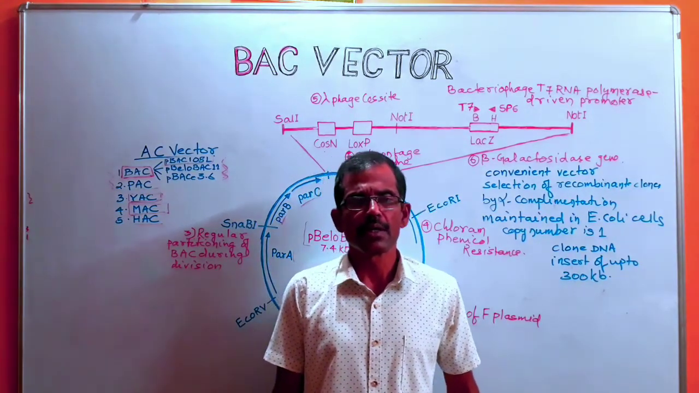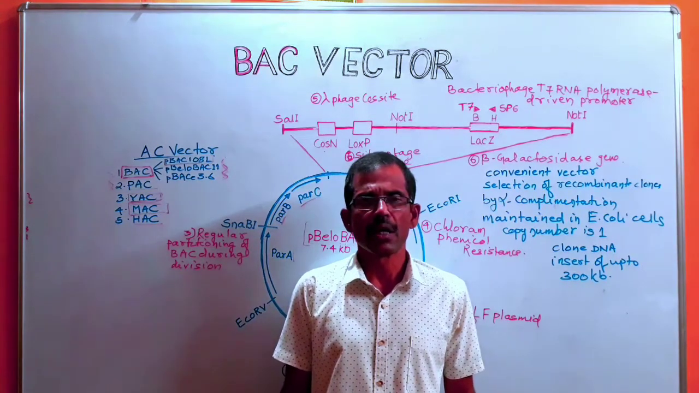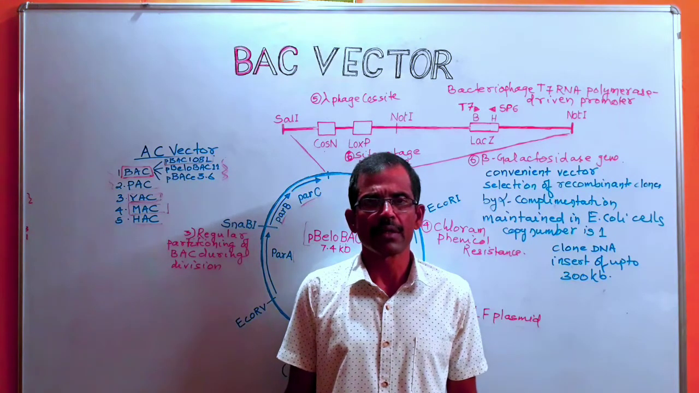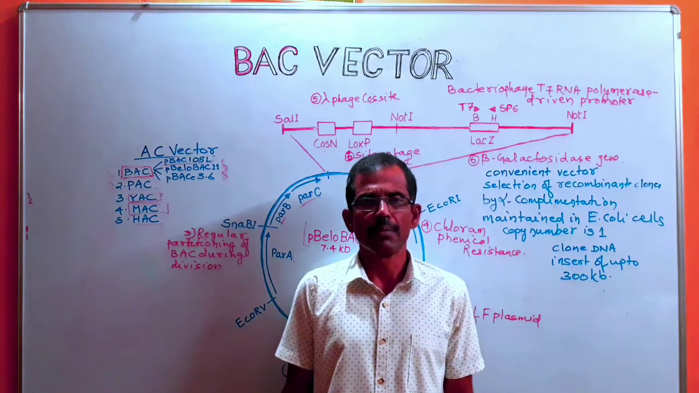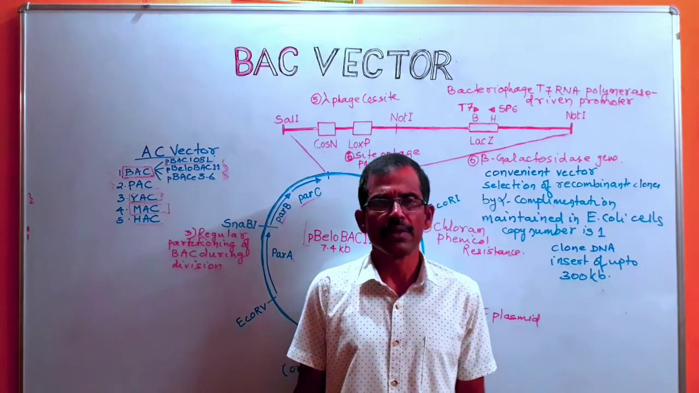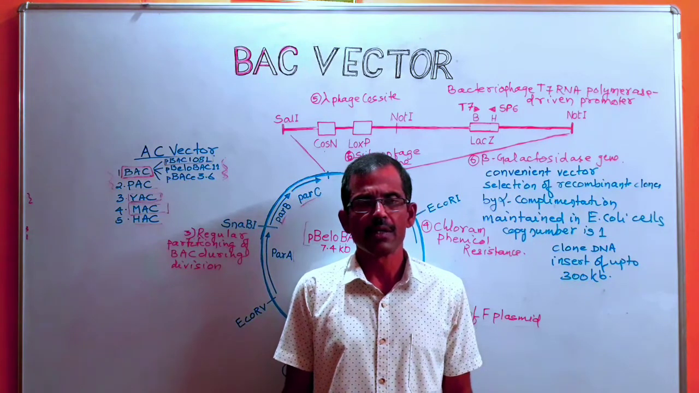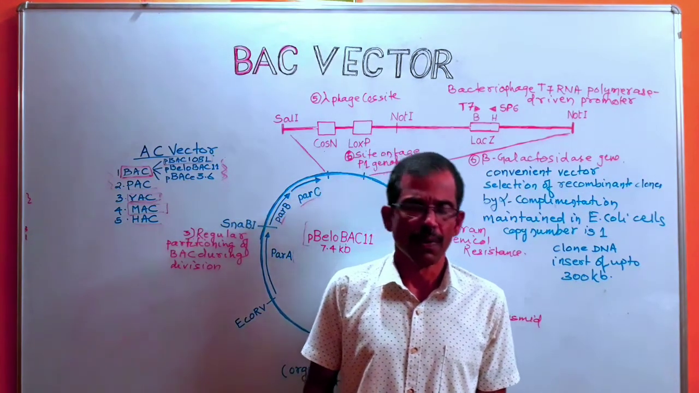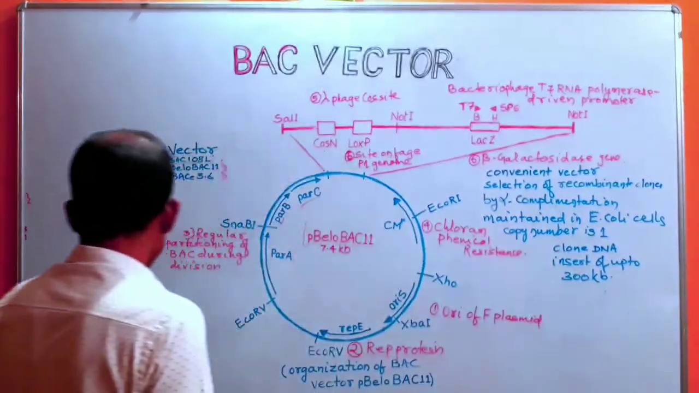Today we shall discuss about artificial chromosome vectors. Artificial chromosome vectors are circular or linear vectors that are stably maintained inside cells, and the copy number is usually low, that is 1 or 2. There are different types of artificial chromosome vectors.